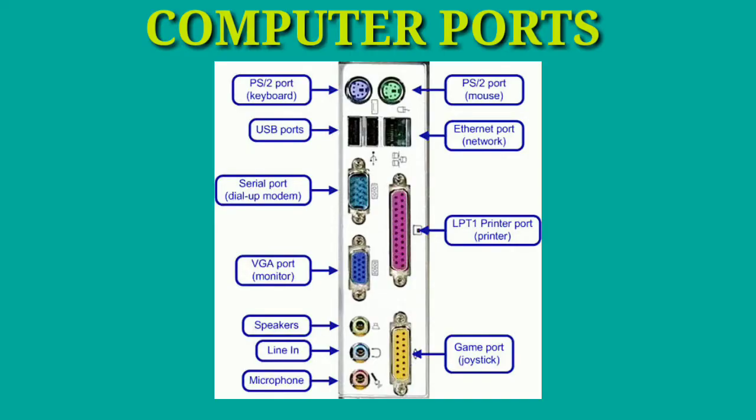Good morning, students. As you all know, we have two types of hardware: internal hardware and external hardware. For internal hardware, we have learned about the motherboard, CPU, RAM, ROM, disk drive, SMPS, heatsink, PCI slots, graphics card, and sound card. Now today we are going to start with ports. That means your computer ports.